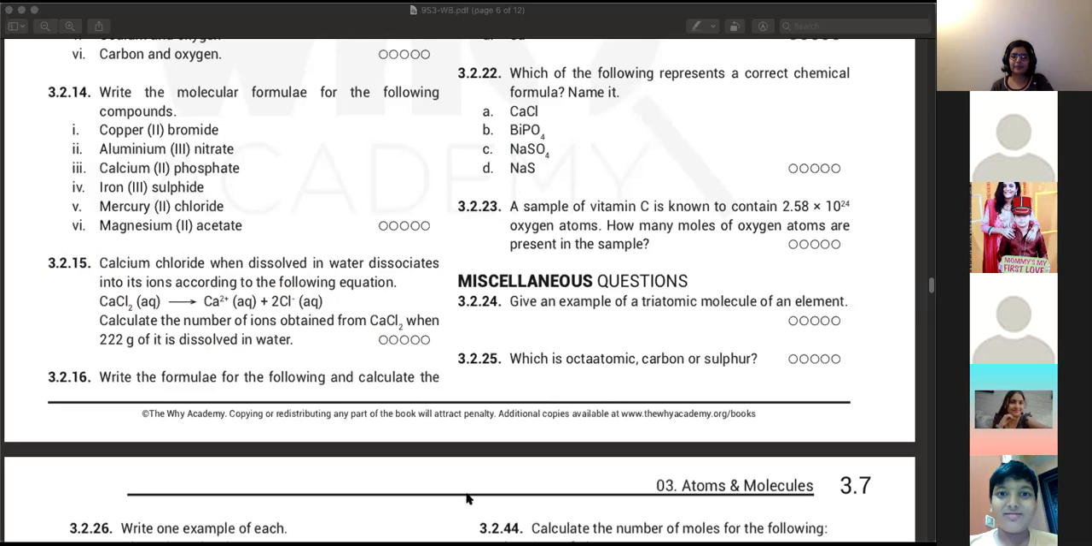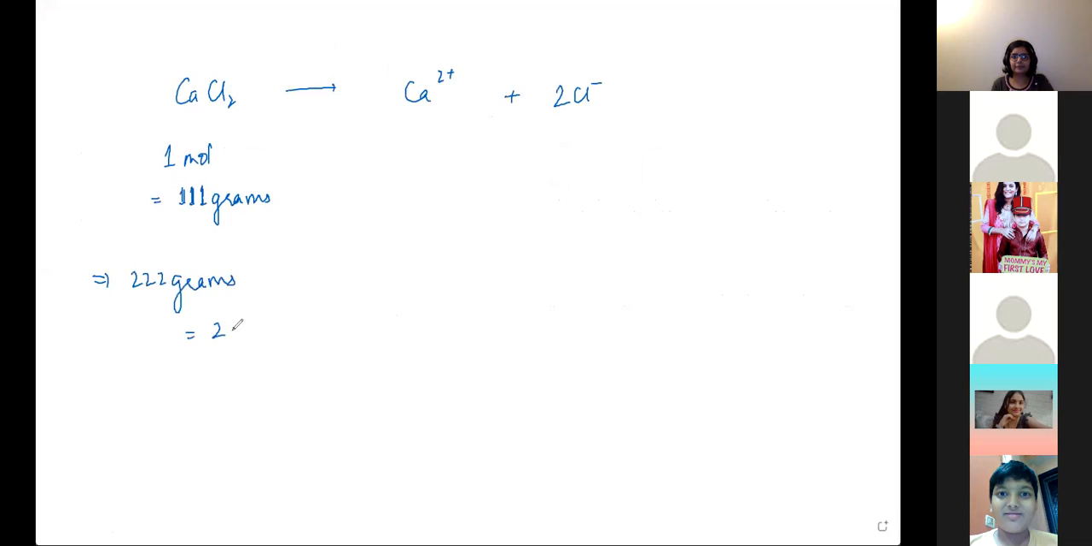So, ma'am, 1 mole of calcium chloride is 111 grams. One second, 111, let me just put it on the whiteboard. Okay, so we have CaCl2 dissociating into Ca2+ and 2Cl-. Go ahead. So 1 mole of calcium chloride is 111 grams. Yes, ma'am. So 222 grams of calcium chloride is equivalent to 2 moles. Okay.